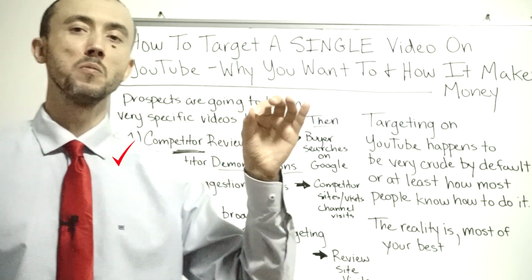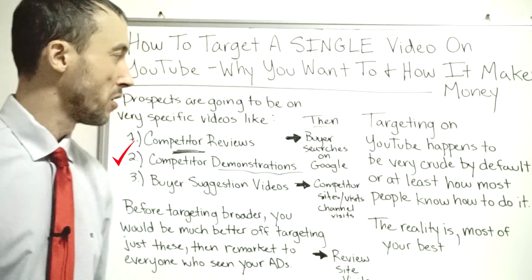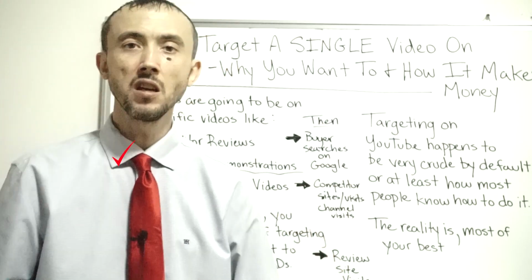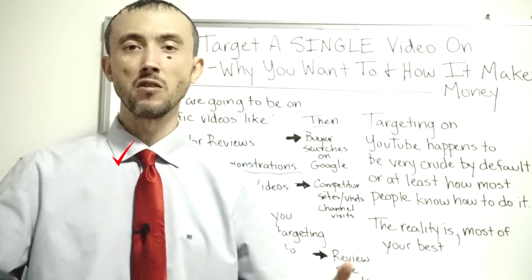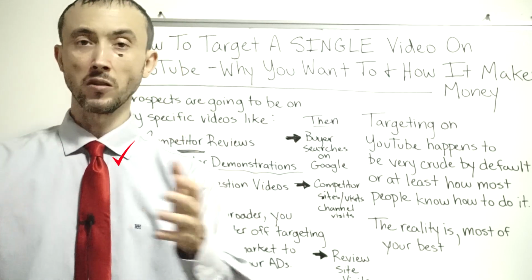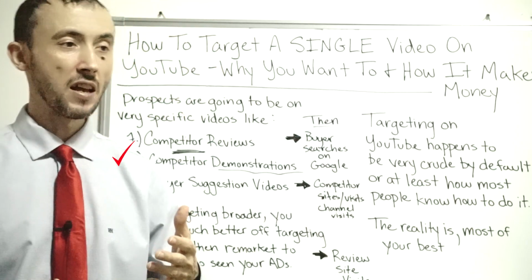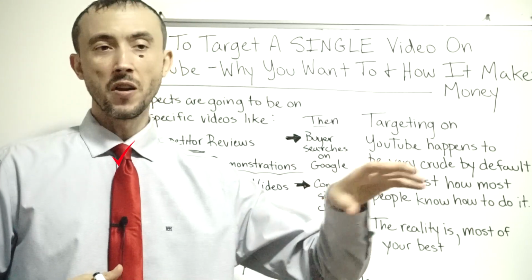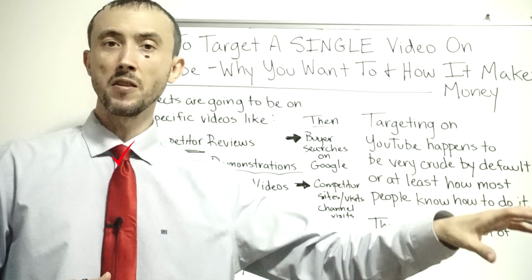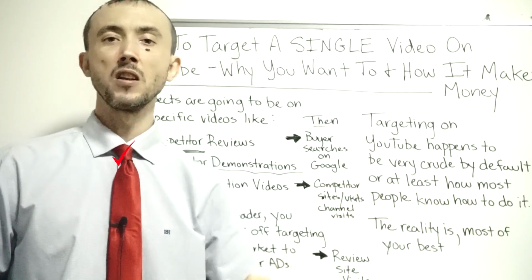But within your competitors' YouTube channels, there's going to be videos where they're demonstrating that product or service that directly competes with your products or services. If it's a CNC machine that makes parts, and they have a video that shows how they're making a part with their machine, that's the video you're going to target.